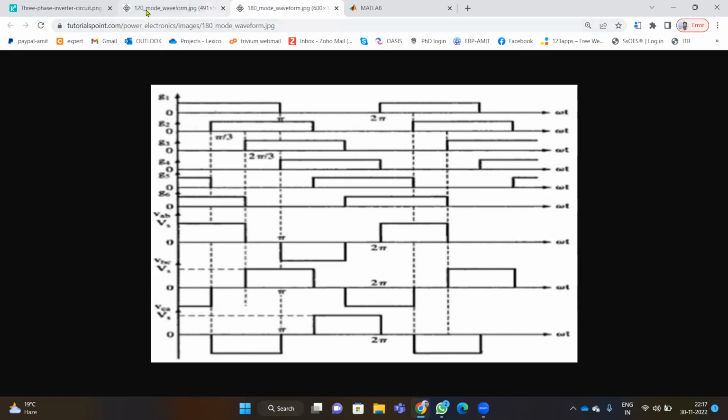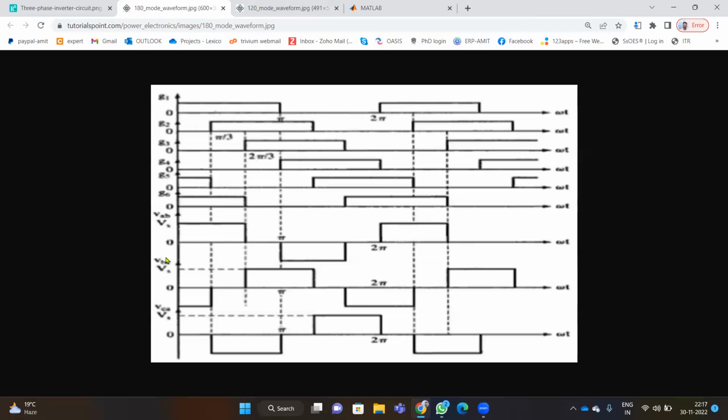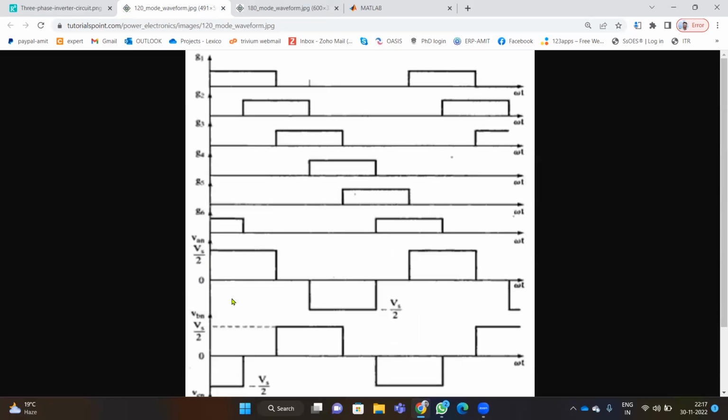But if you look at the magnitude, it is Vs by 2 in the 120-degree mode, whereas in the 180-degree mode it will be equal to Vs. So the maximum voltage generated will be equal to the applied voltage in 180-degree mode, whereas in 120-degree mode it will be half of the voltage. These things we need to understand with the help of MATLAB simulation.